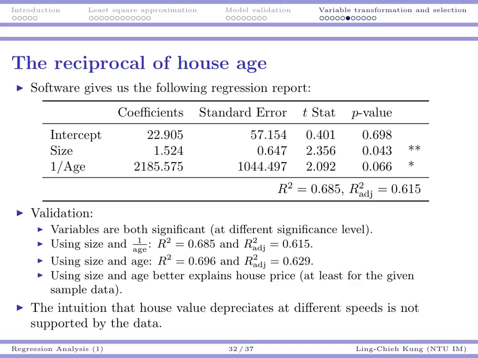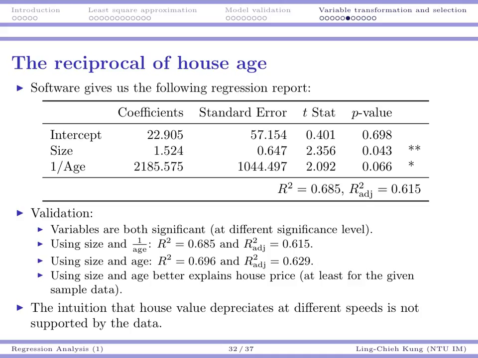So this somehow violates the previous intuition, right? But of course, that's possible because no one says intuition must be right. So that means the intuition that house value depreciates at different speeds is not supported by the data we collect. Of course, it may be true somewhere, somehow. It may be true, but at least our data do not support that intuition.